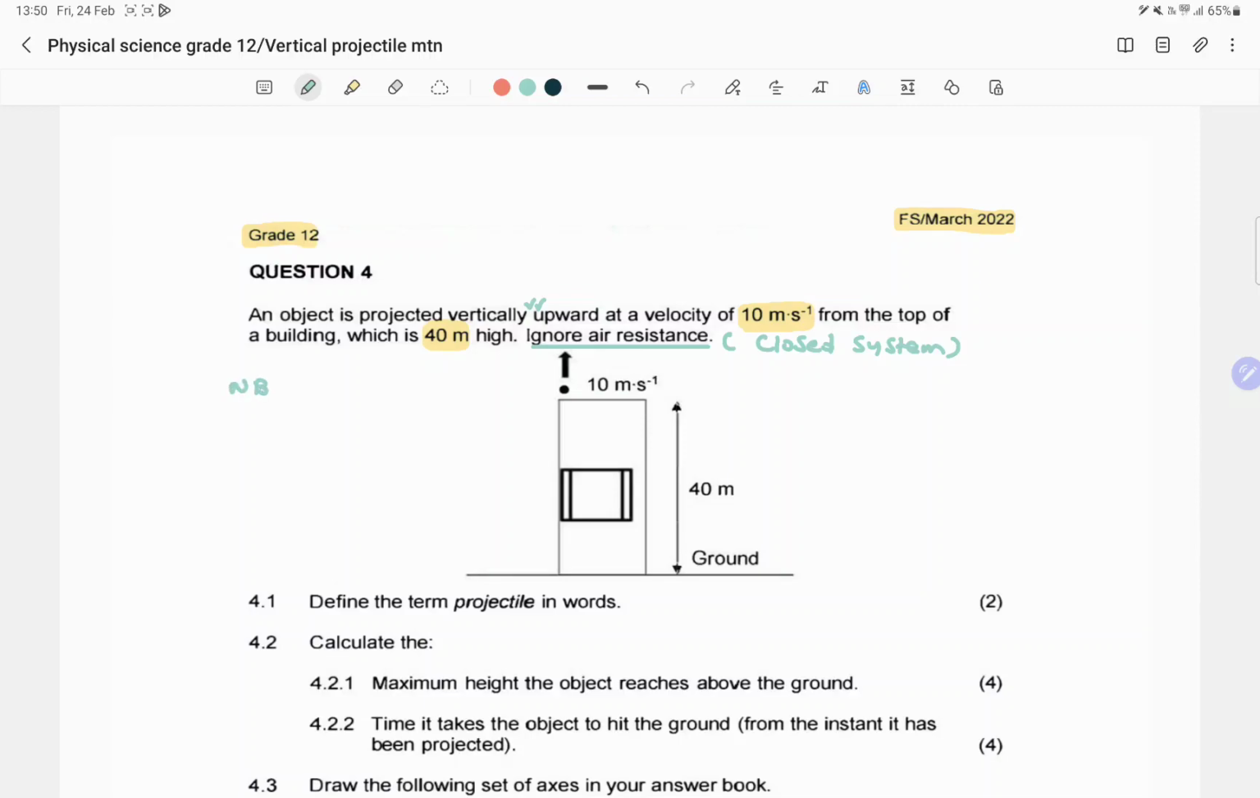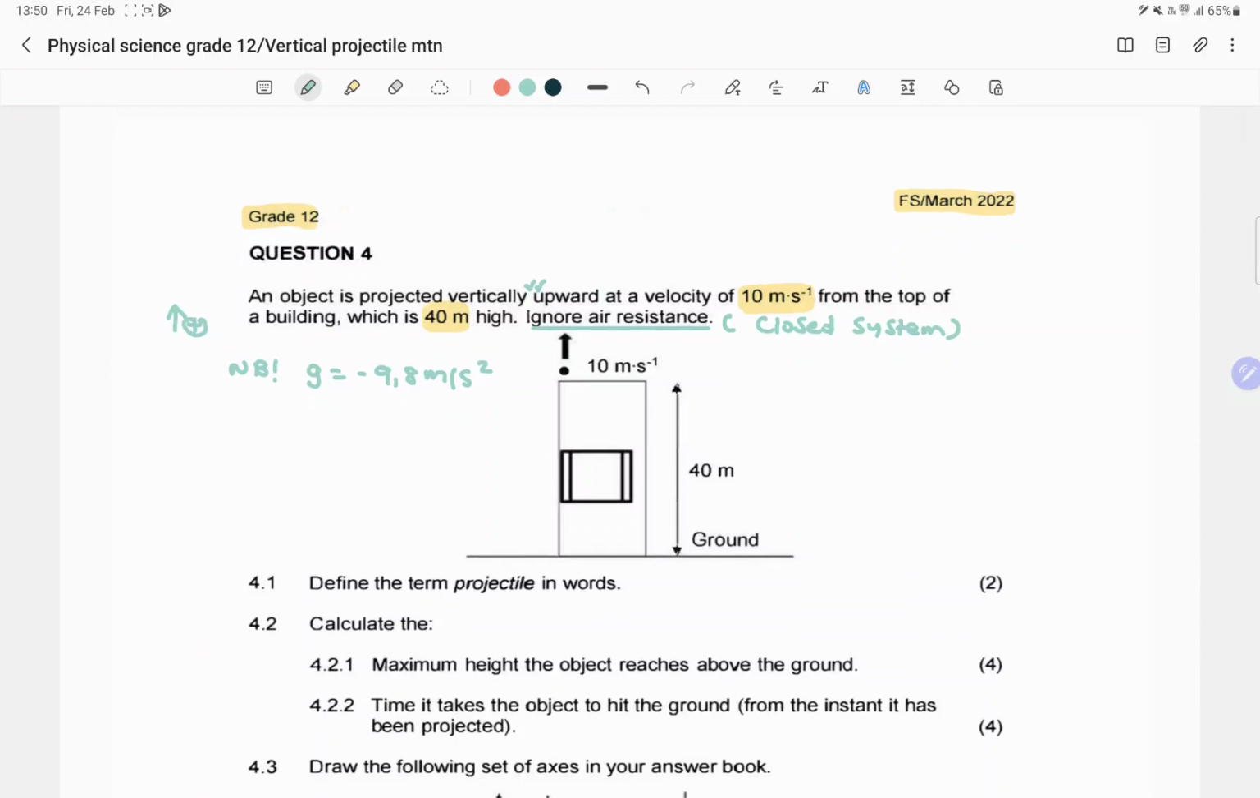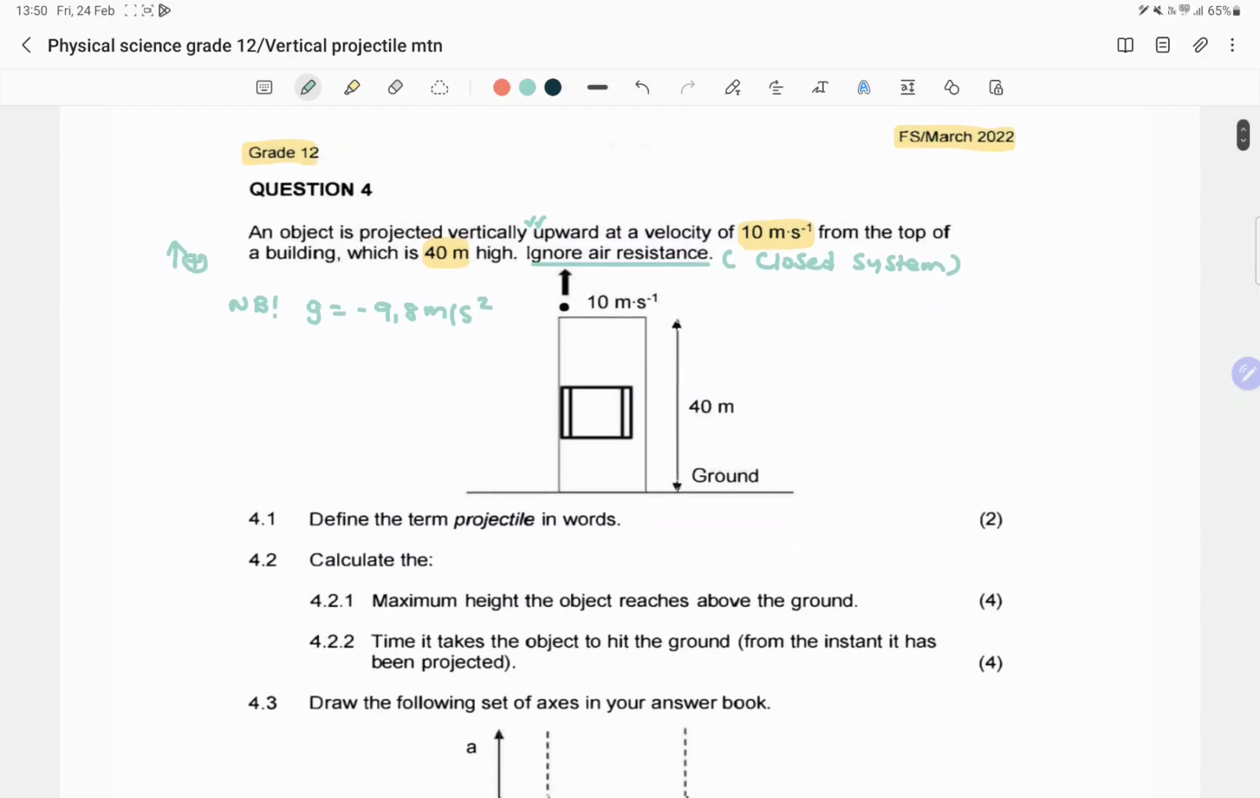So now of note, with all vertical projectile motions, you know that our g is taken as minus 9,8 meters per second squared. Minus because I'm choosing up as positive. So that is always something you need to do when you're dealing with these questions.